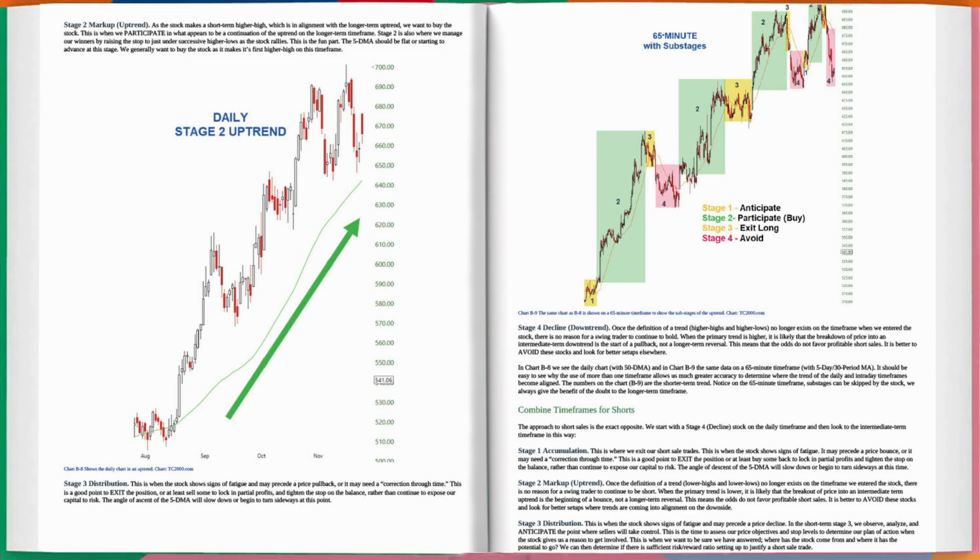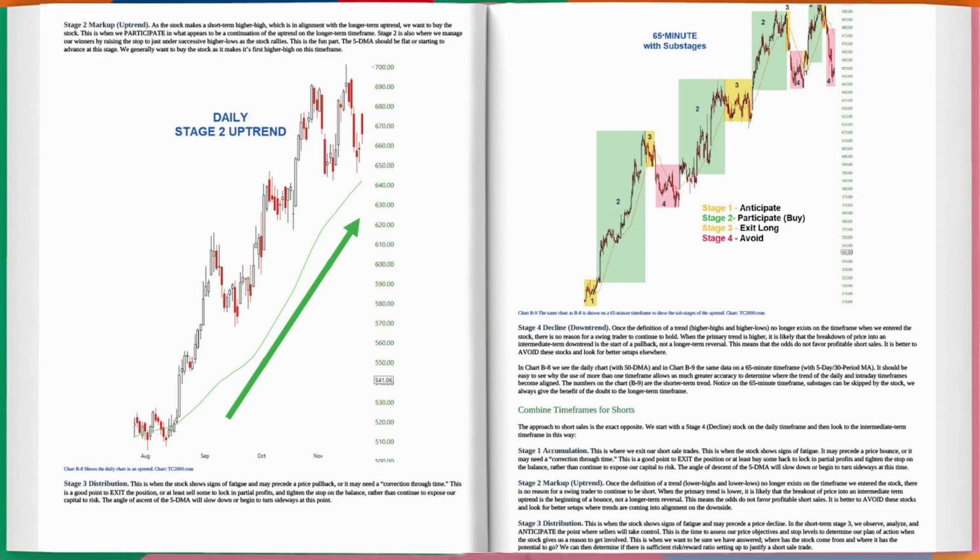Stage 4 decline, downtrend. Once the definition of a trend, higher highs and higher lows, no longer exists on the time frame when we entered the stock, there is no reason for a swing trader to continue to hold. When the primary trend is higher, it is likely that the breakdown of price into an intermediate-term downtrend is the start of a pullback, not a longer-term reversal. This means that the odds do not favor profitable short sales. It is better to avoid these stocks and look for better setups elsewhere.